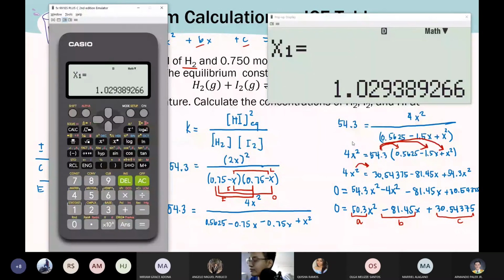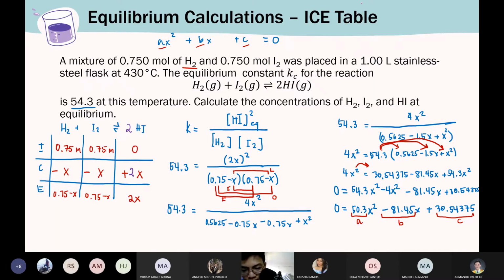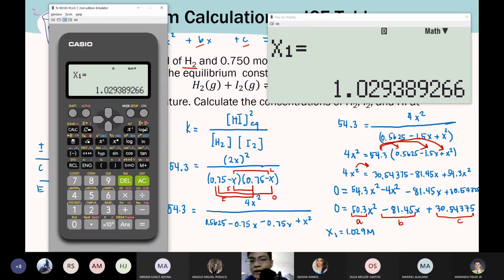It says x is positive. x1 is 1.029. I'll just copy 1.029. So that's the first value of x. Okay, of course this is molarity, ha? So 1.029 molarity. That's the first value of x.